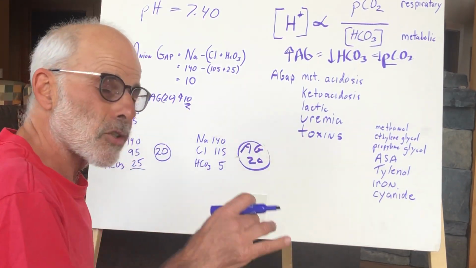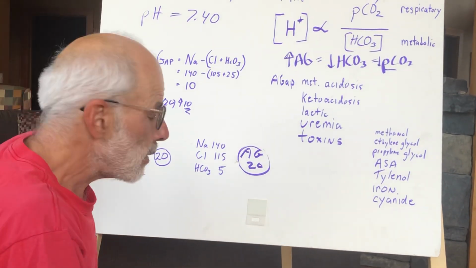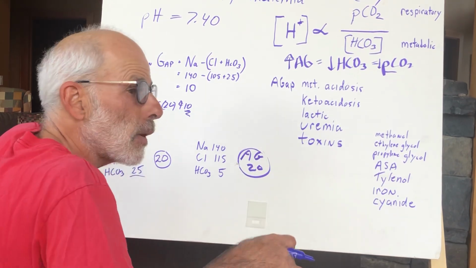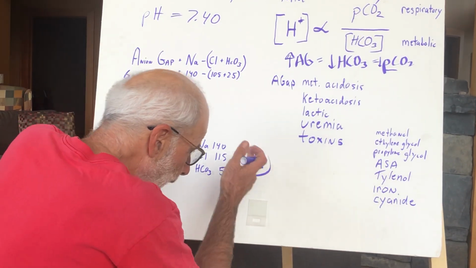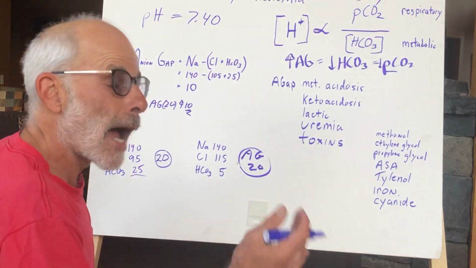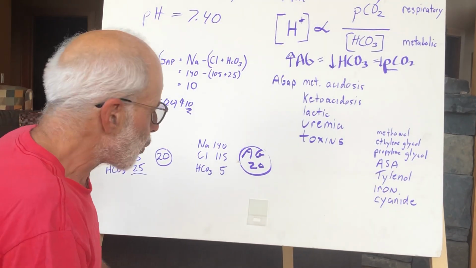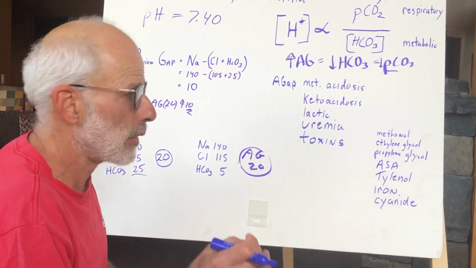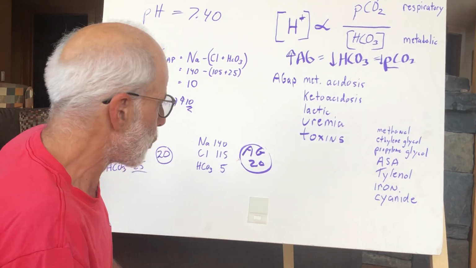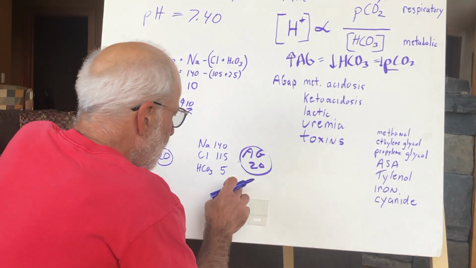So that tells you that there's something going on in the body driving the bicarb down more than just an anion gap metabolic acidosis, i.e. this patient also has a non-anion gap metabolic acidosis. So you've diagnosed a mixed disorder.